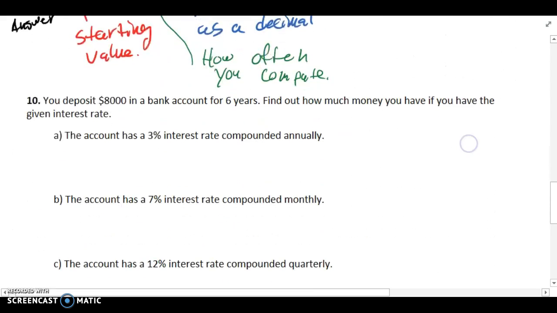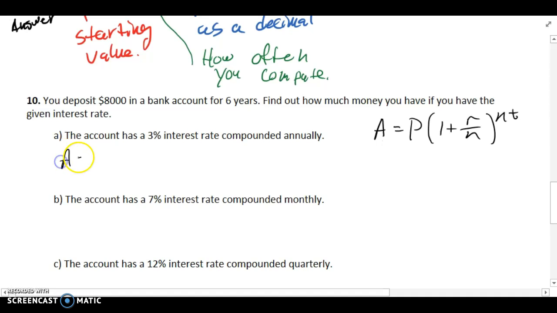All right, so we're going to do the formula here. So let's go ahead and write it. A is equal to, this is a growth formula. We're going to invest some money here. The principal times 1 plus R over N, to the power of N times T. Okay? Then we're going to put this all in and then just hit enter in our calculators here.